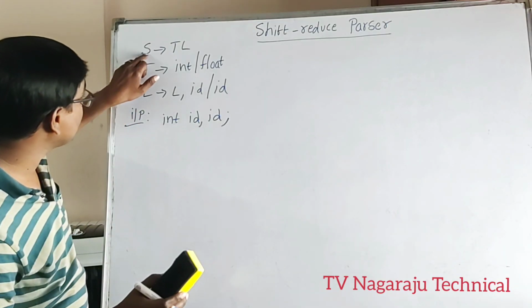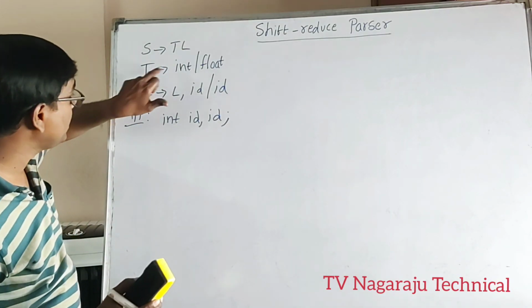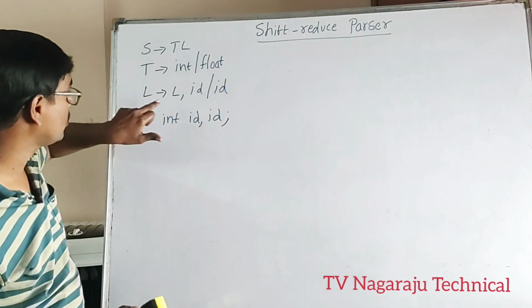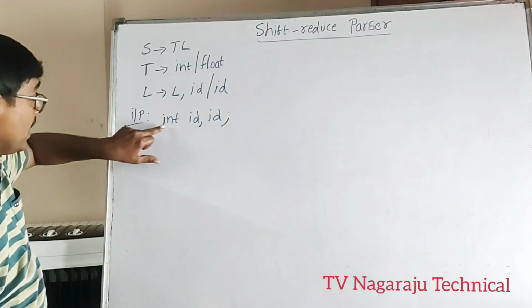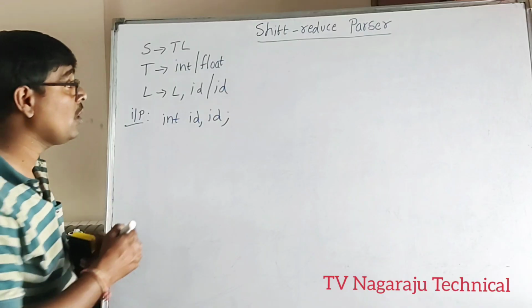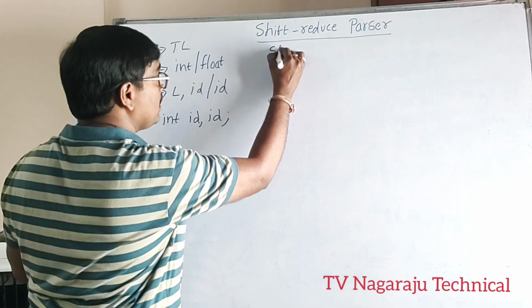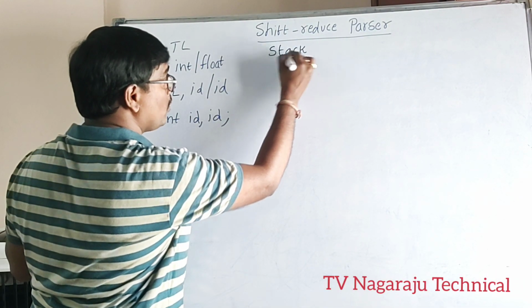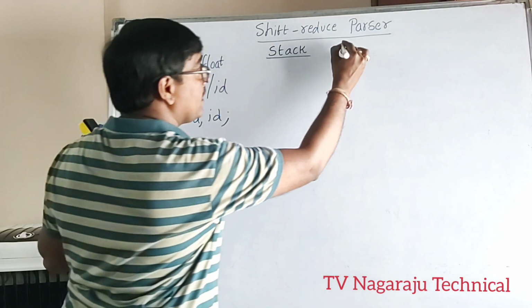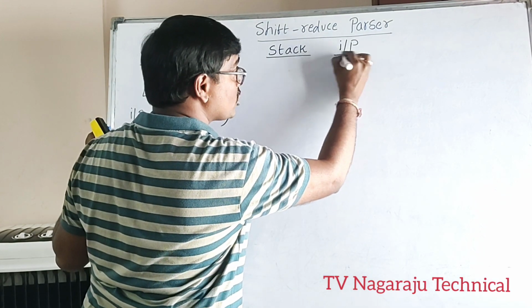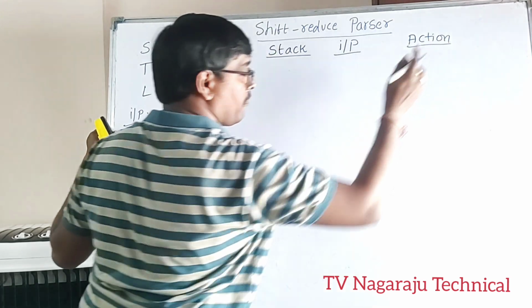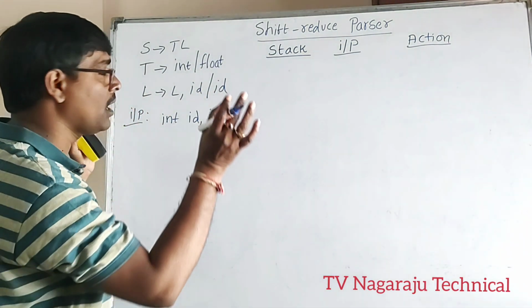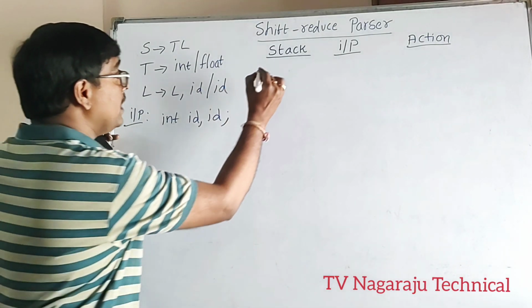Now the grammar: S tends to TL, T tends to either int or float, L tends to L comma id or id, and this is my input. Now observe how we are performing the operations. First one is the stack, the next one is the input string, and the third parameter is the action we are performing: shift, reduce, accept or error.